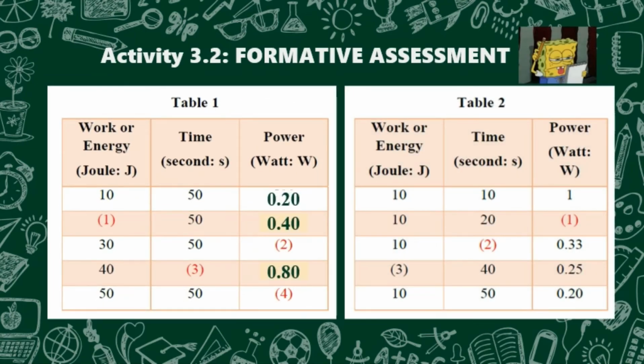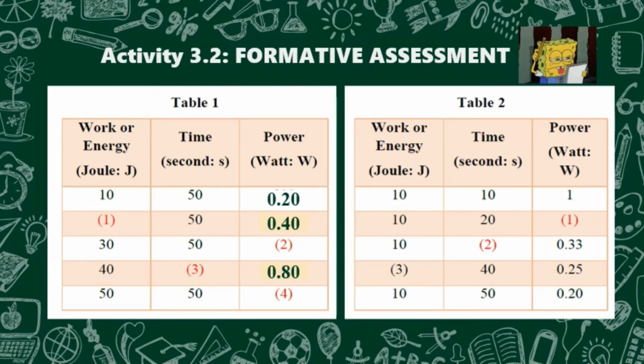Okay, so again, in activity 3.2, we have two tables. For the table 1, we have in the work column, we have 10, blank, 30, 40, 50. For the second column time, we have 50, 50, 50, blank, and 50. For the third column in table 1, power, we have 0.20, 0.40, blank, 0.80, and blank.